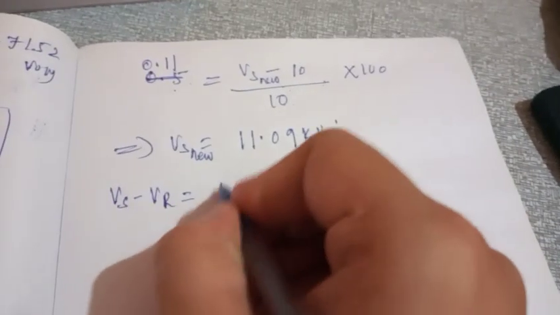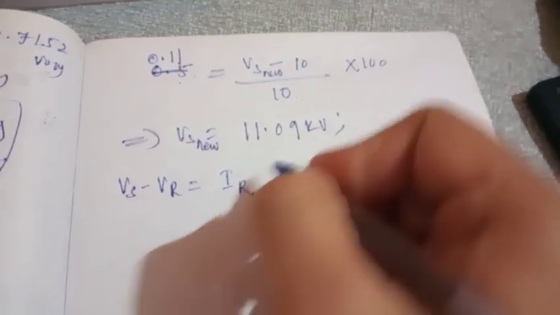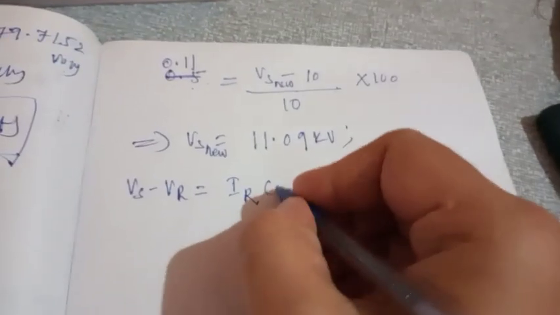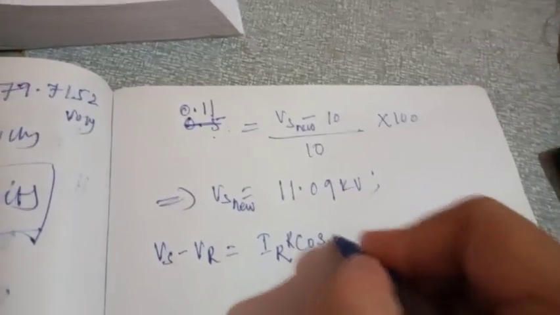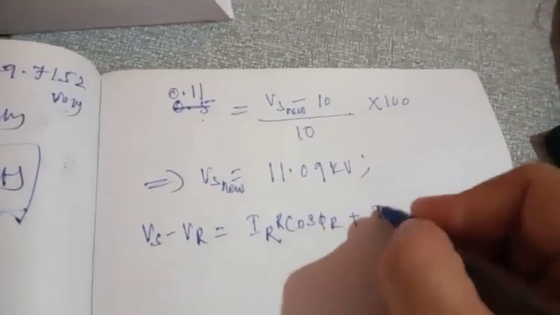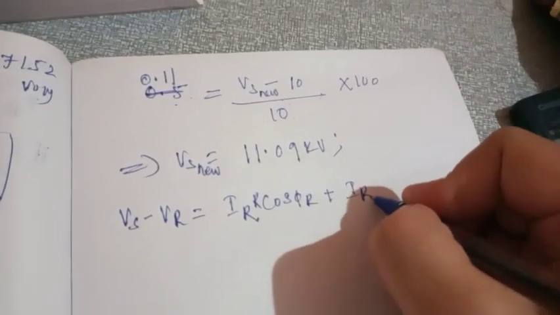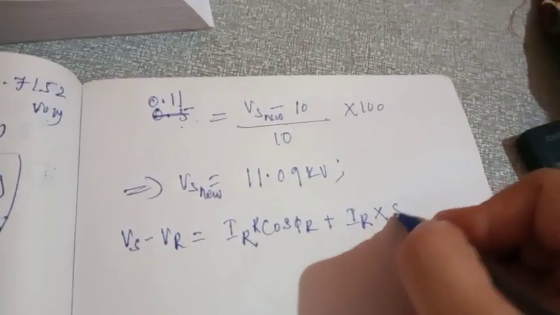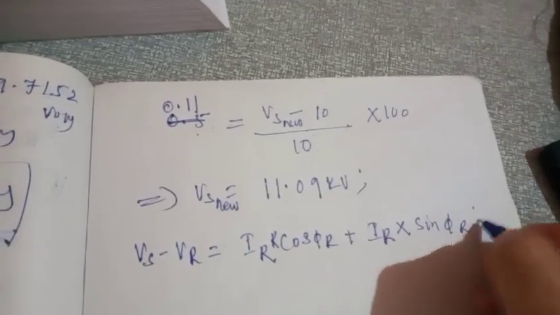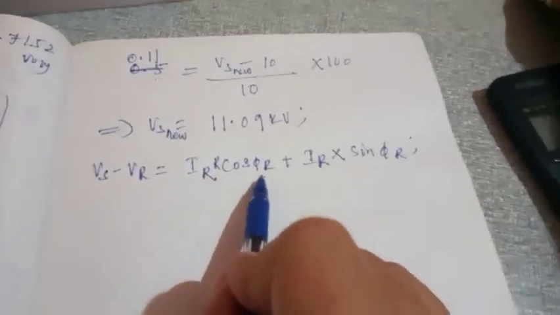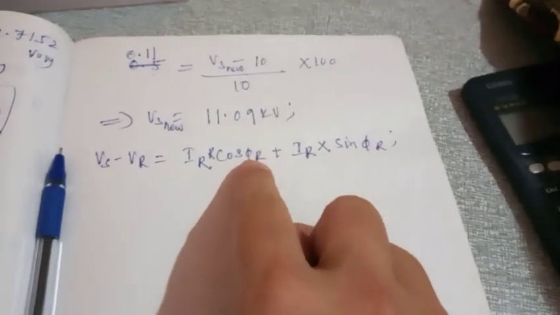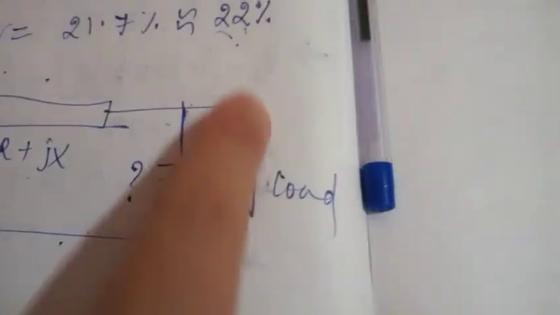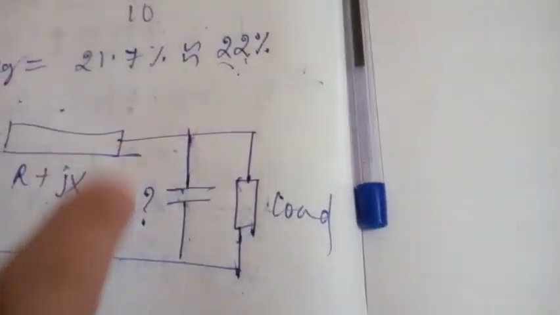Vs minus Vr is equal to IR into R cos phi r plus IR into X into sin phi r. What is this angle phi r now? This is the new receiving end power factor angle, after the addition of this capacitance.